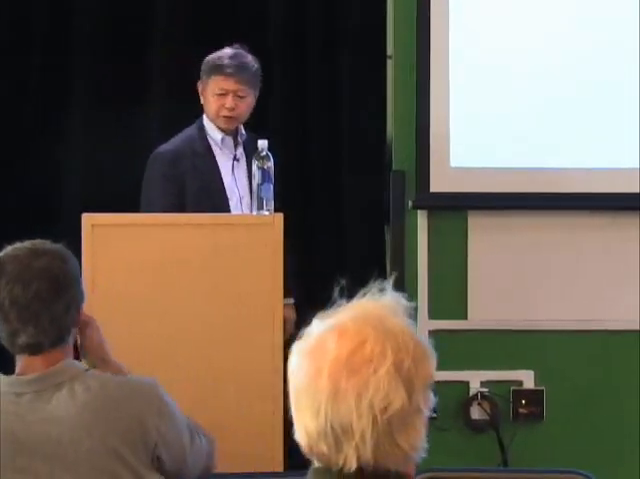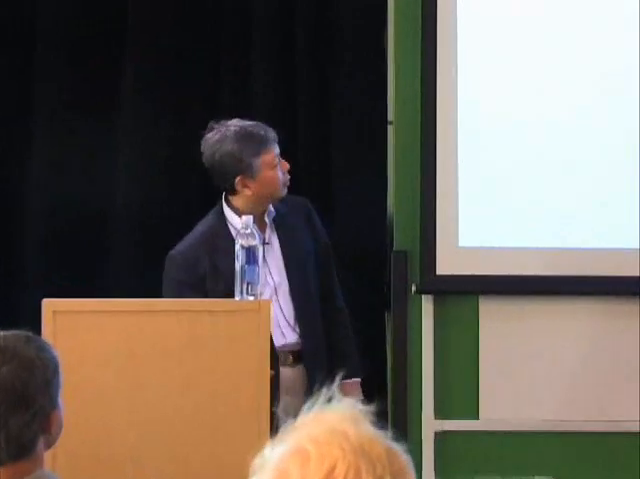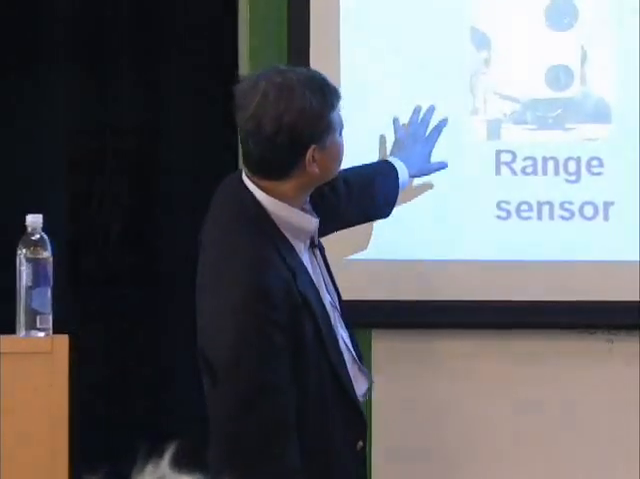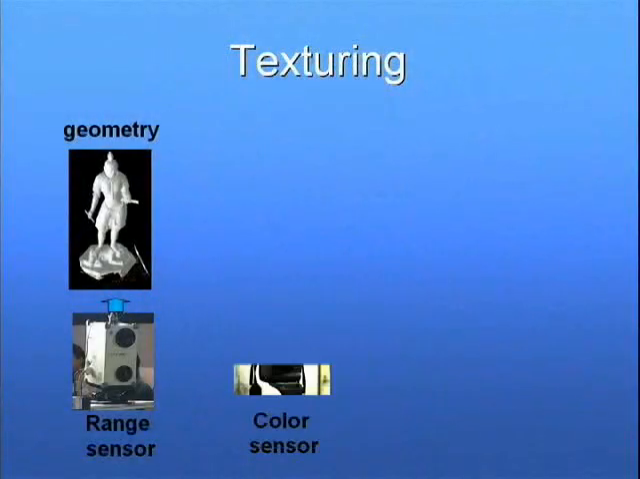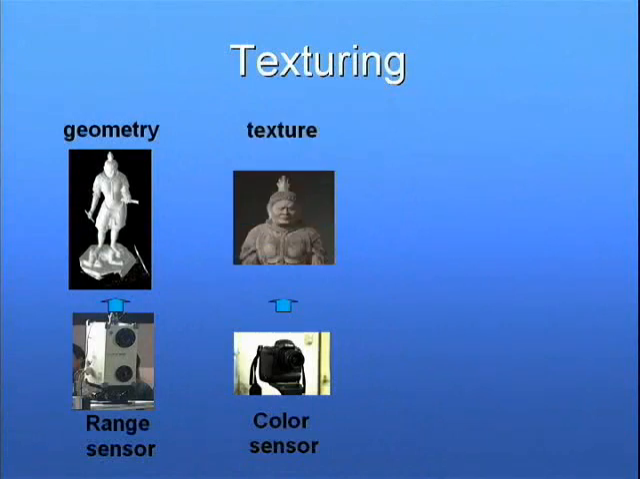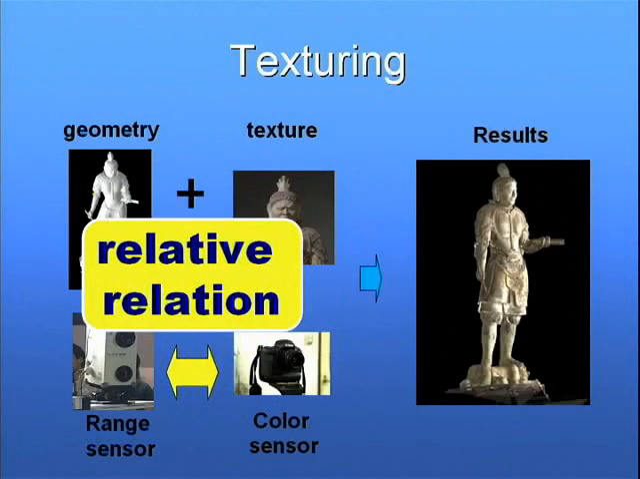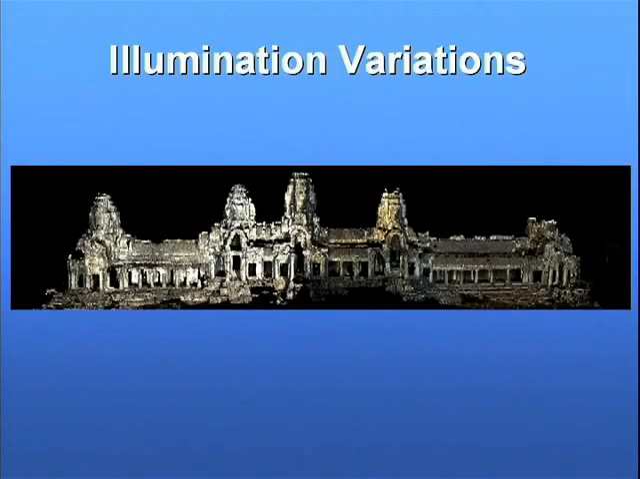Now, another issue is texturing, and maybe two issues. One is how to determine the relative relation between the color sensor and the laser range sensors. But this is one of the typical problems, so I will skip this one. Another issue is illumination variations. The Bayon temple is a large temple, so even though you start taking pictures from here to here, when you come back, it may be dark. Due to that, color change occurs.